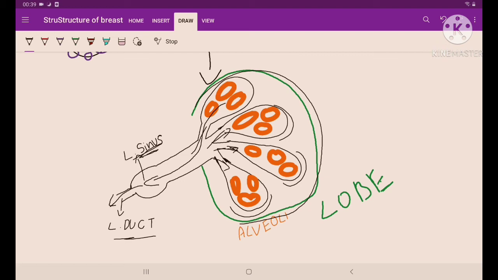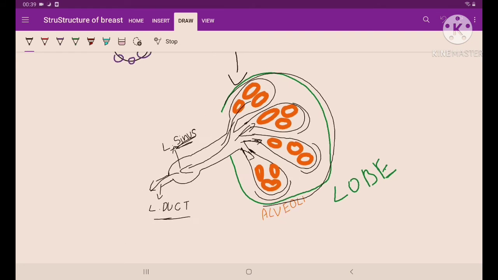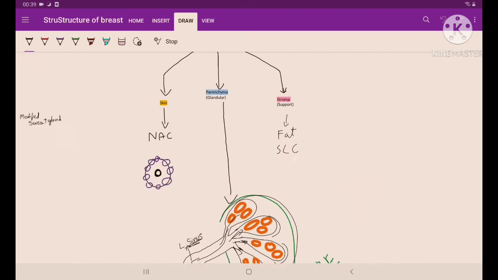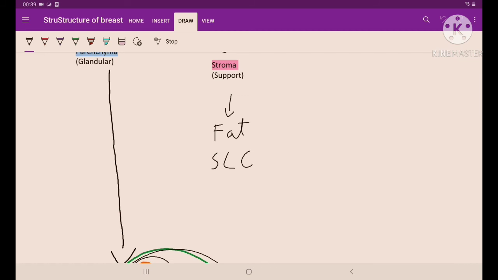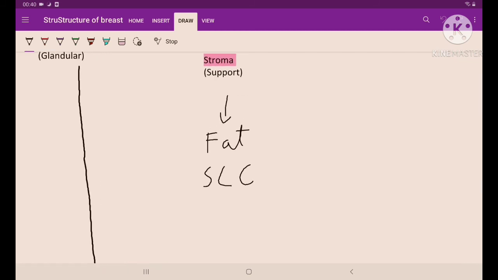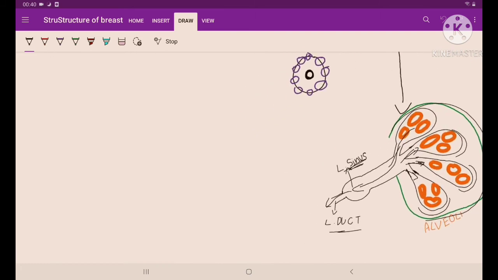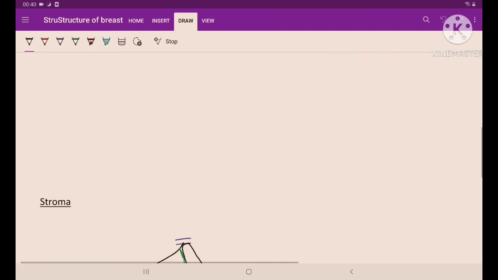You remember two important points, guys. The production of milk is stimulated by a hormone called prolactin, and the ejection of milk is done by the hormone oxytocin. We'll discuss that in detail when we go to physiology. Now see here, guys. This is the stromal part. The stroma basically means support. So I'll discuss that in detail with you.